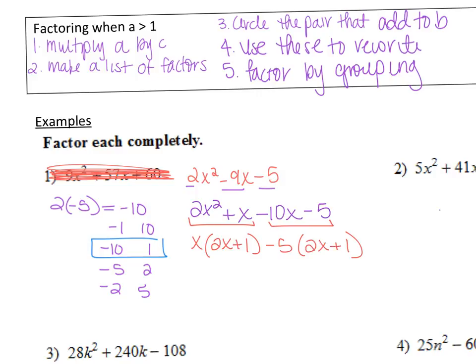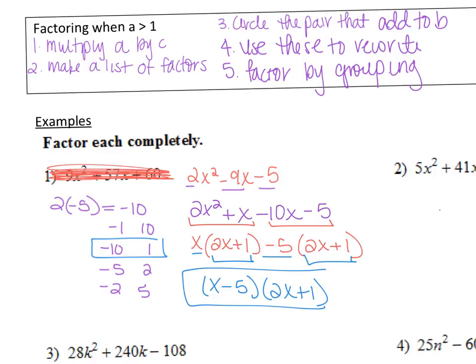The trick to this is these two things have to be the same. If they are not the same binomial factor, then you did something off. So these two are the same. That means my x and minus 5 turn to x minus 5, and I have my 2x plus 1. So I use these two numbers to get these two binomials, and this is what your factor should look like.